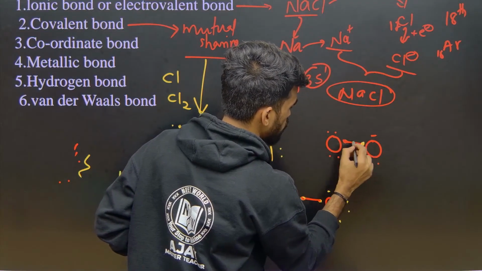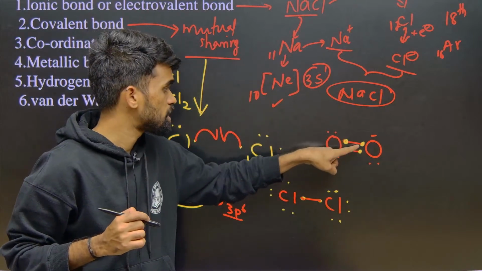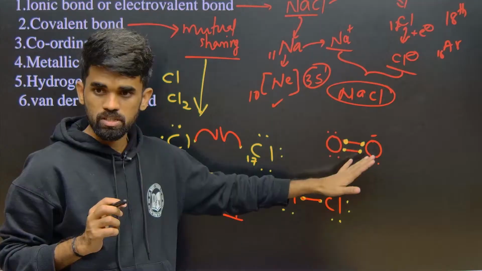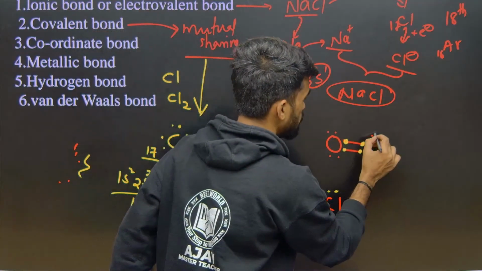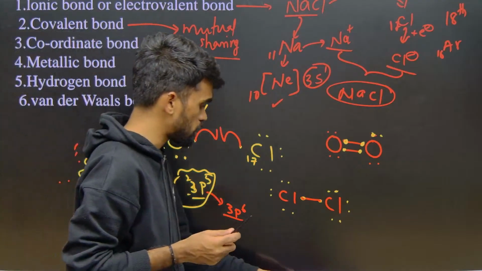Like this. So what you are seeing here, 4 electrons, 4 dots, 5, 6, 7, 8 dots are there for each of the oxygen, both are becoming stable now. So like this. Okay, next, coordinate covalent bond. What is this coordinate covalent bond?